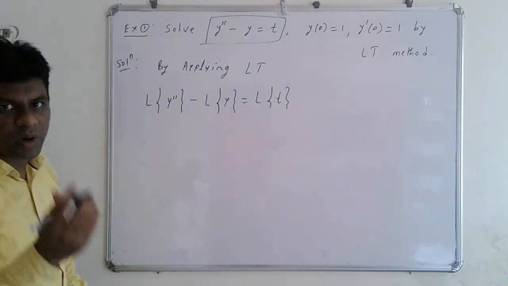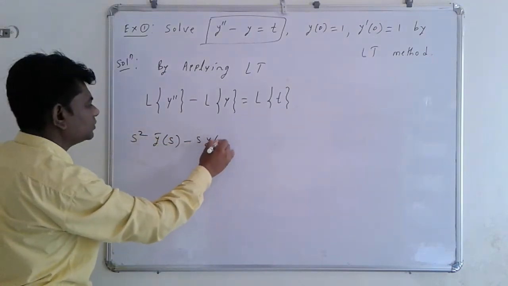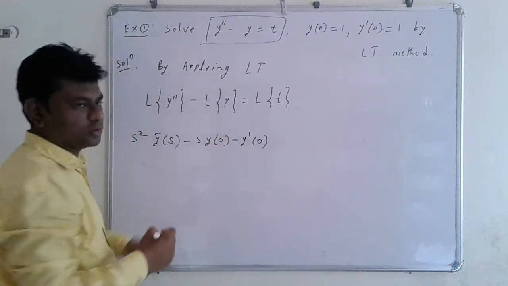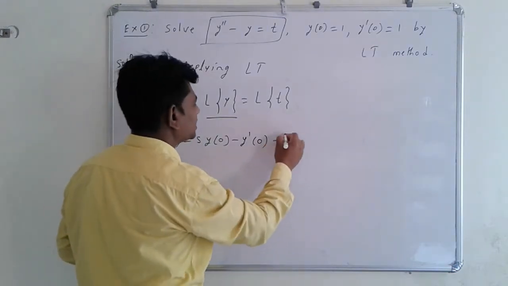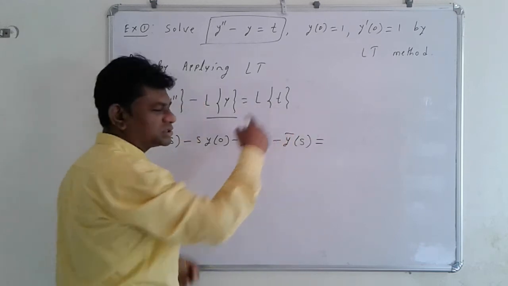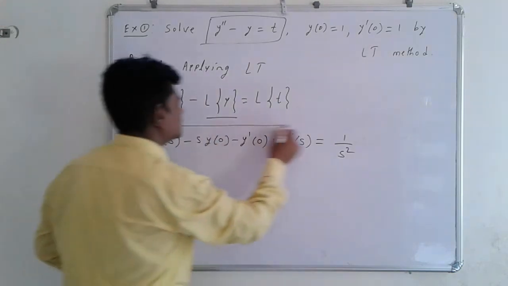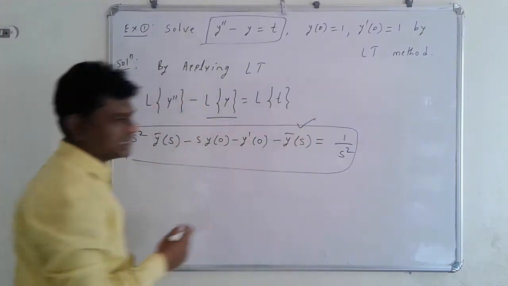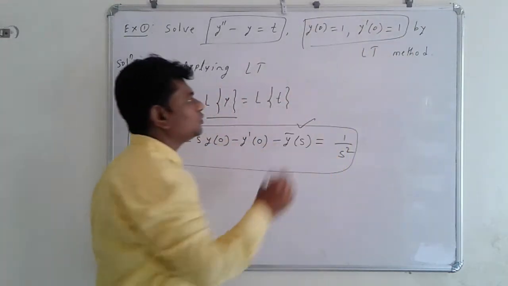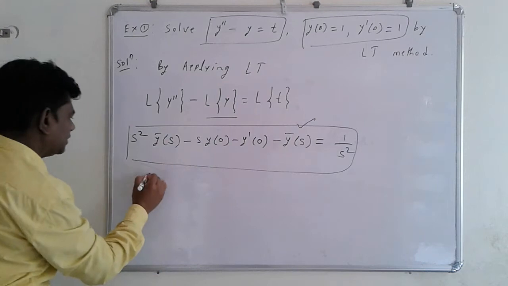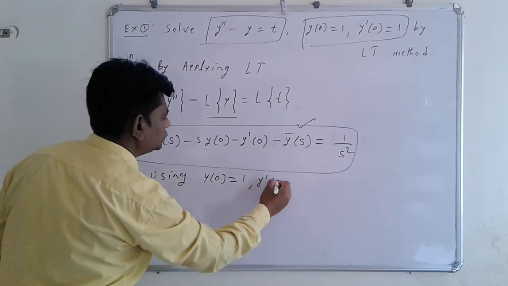Now Laplace transform of y double prime, the answer is s square times y bar s minus s times y of 0 minus y prime of 0, minus Laplace transform of y of t, and the answer is y bar s, and is equal to Laplace transform of t, the answer is 1 upon s square. Now this is the algebraic equation in the form of this y bar s. Now using the given conditions, y of 0 is equal to 1 and y prime of 0 is equal to 1.